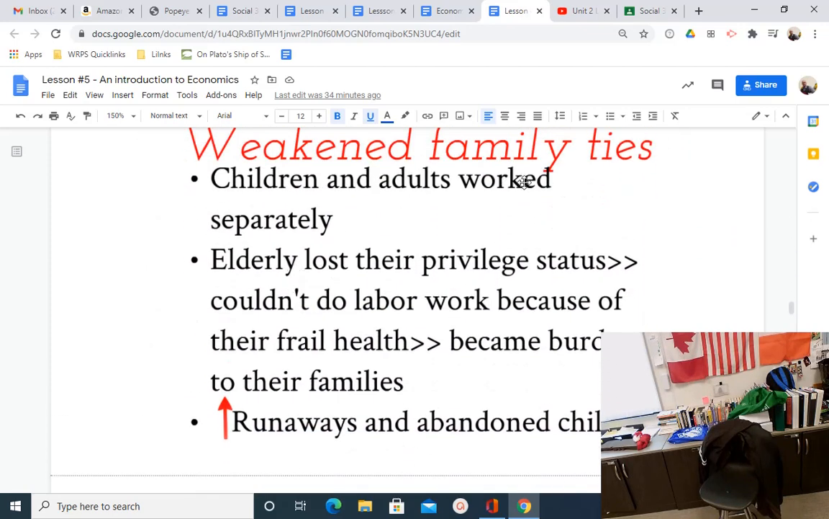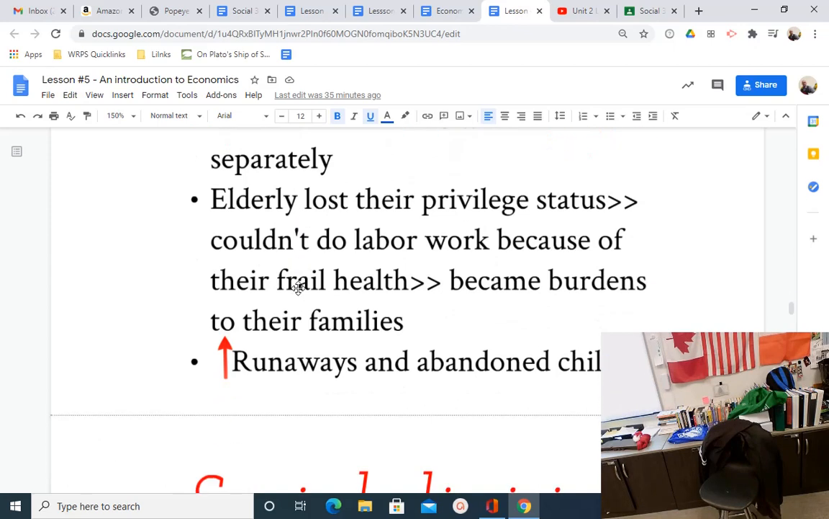We'll see the weakening of family ties as children and adults will both be working. Elderly, instead of being seen as a privilege, like, oh man, we get to look after grandma and grandpa, it's like, oh crap, grandma and grandpa would become a burden to us. So because of the Industrial Revolution, there'll be more and more people that abandon their senior parents.